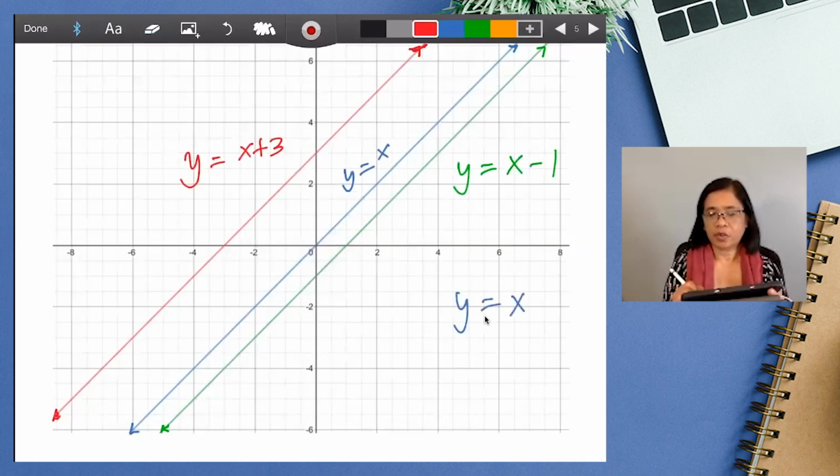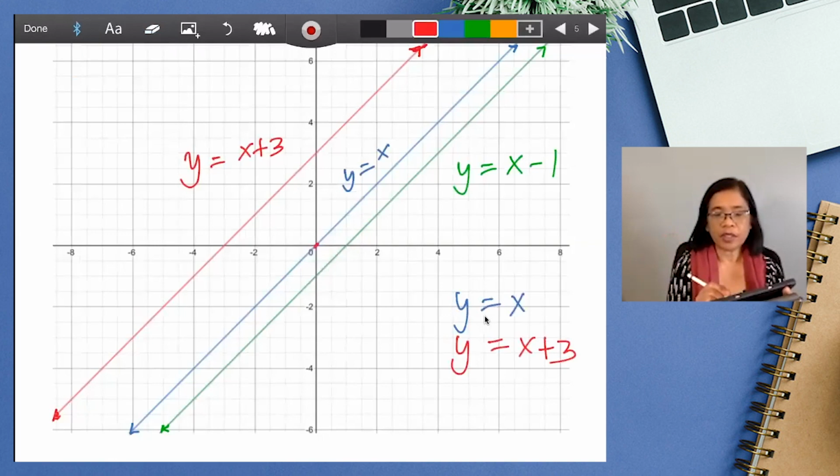Then the red line is y equals x plus 3. Even just looking at the equation, notice that there is a plus 3. So we expect the line to be moved 3 units up. So from this point here on this blue line, we move 1, 2, 3 units. Any point on the blue line, if we consider this point here, we move 3 units up, 1, 2, 3. You will land on this point. So take another point down here on this blue line, 1, 2, 3. So any point on the blue line will be moved 3 units up.